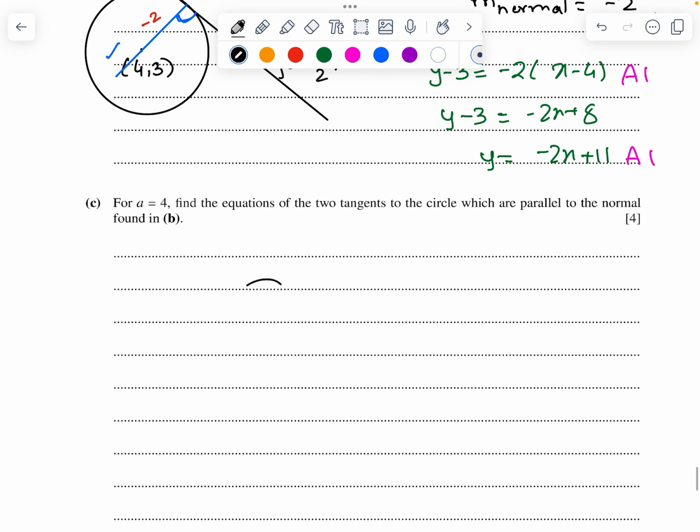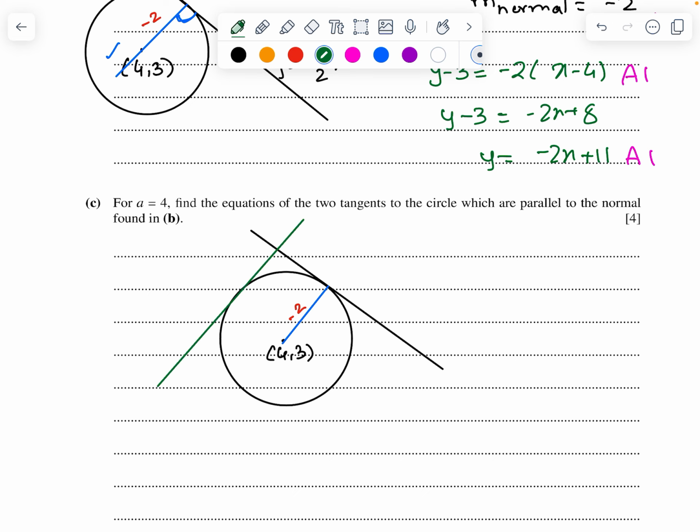For a equals 4, go back to the diagram again. This was the center (4, 3), and this was a tangent. And the normal, we got this one normal with gradient minus 2. Now we want the equations of two tangents to the circle which are parallel. So one tangent is over here and one tangent is over here. We have to find the equation of the two green color lines, which are tangents.